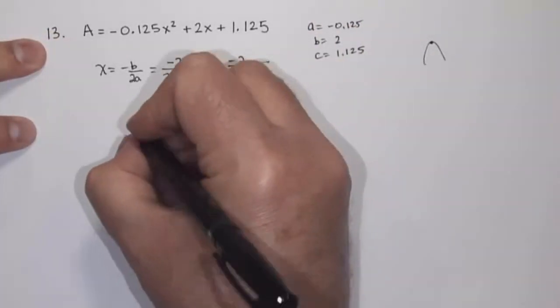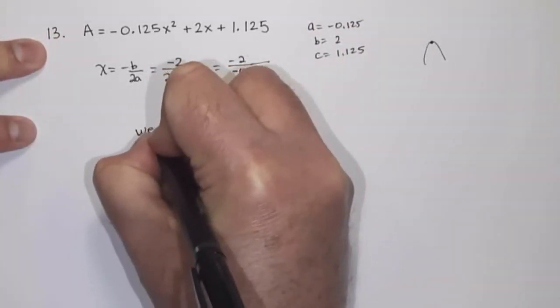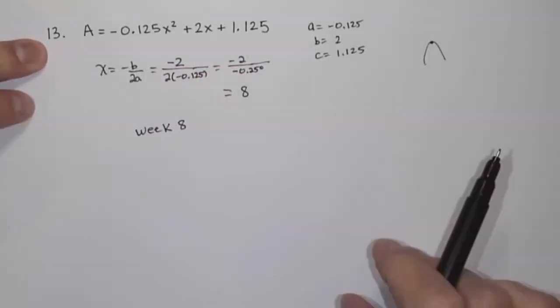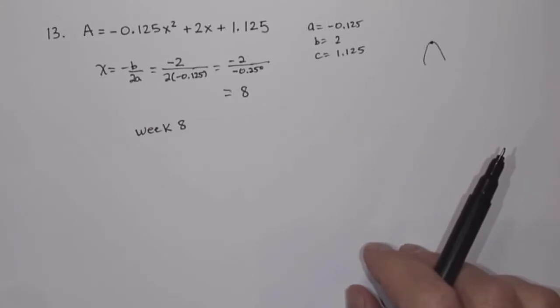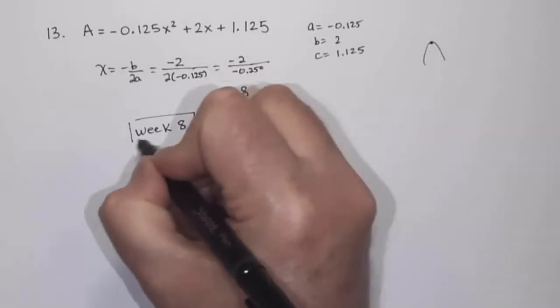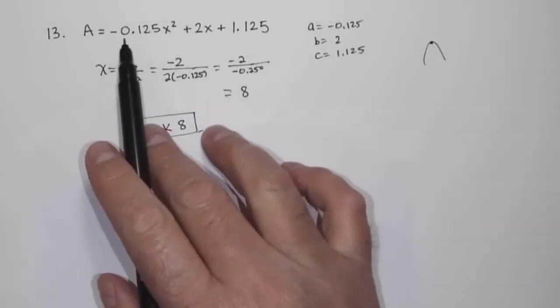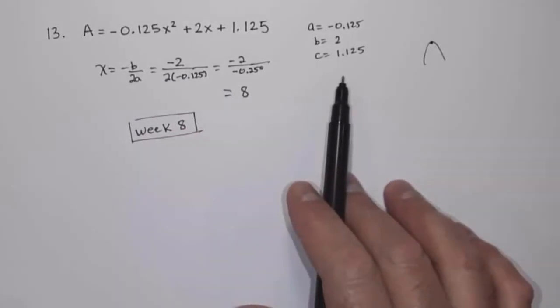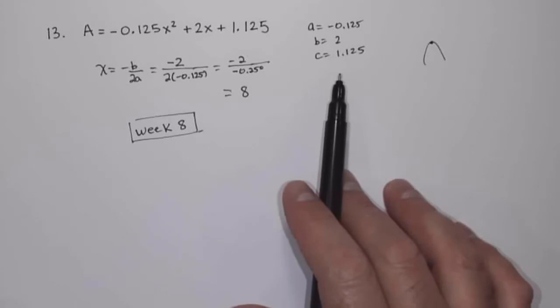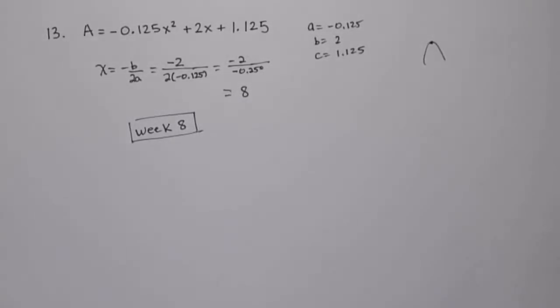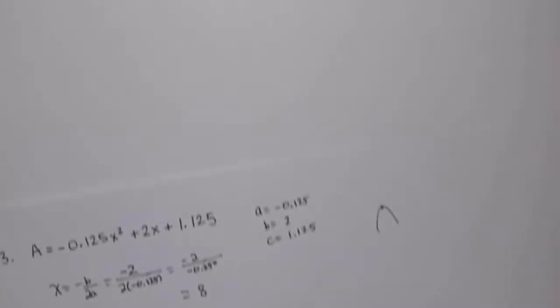So this is the week. In week 8, the movie gets its highest attendance. So the answer to the question is week 8. Now we could substitute 8 back into the equation for x to see what the attendance is, but we weren't really asked to find that, so we don't need to do that. So the answer to number 13 is week 8. Let's look at number 14.